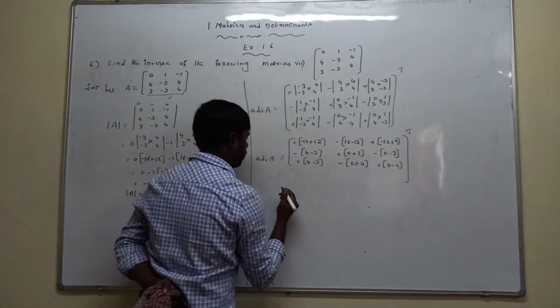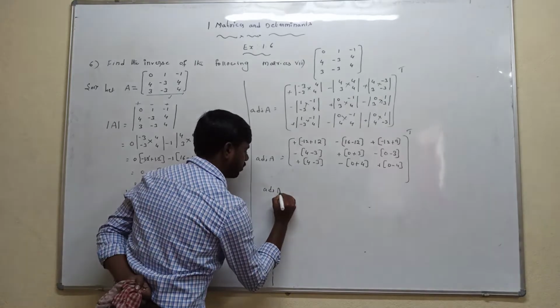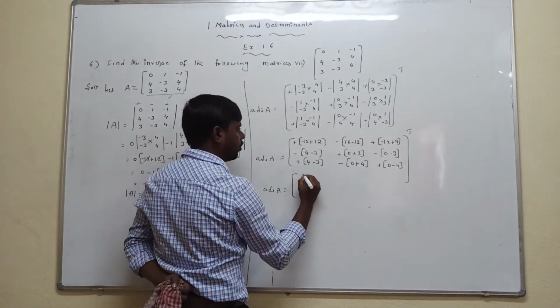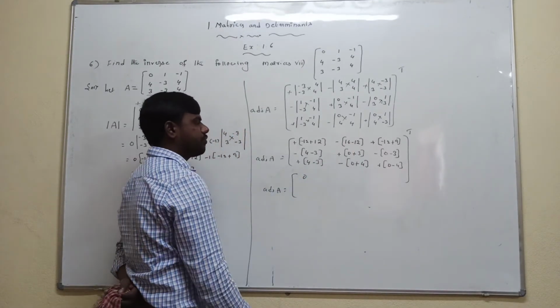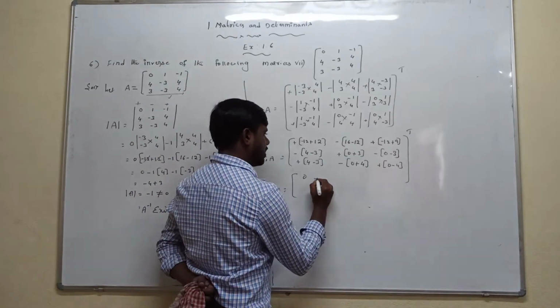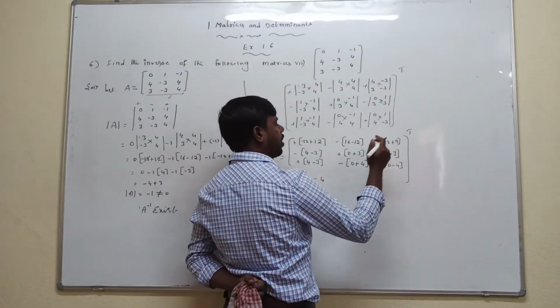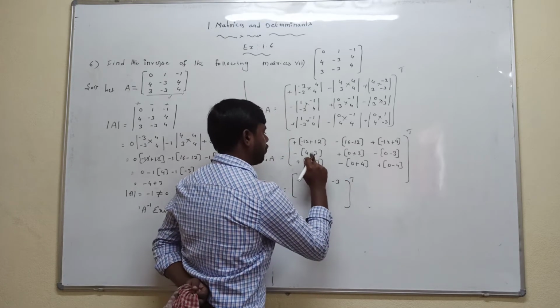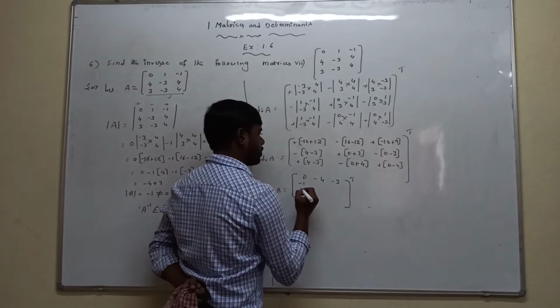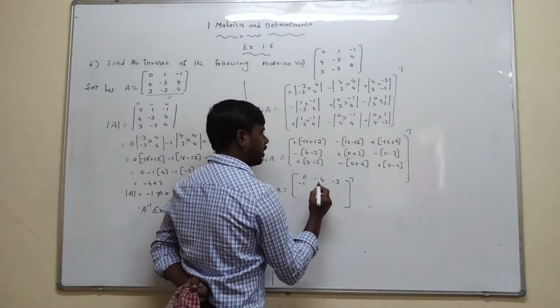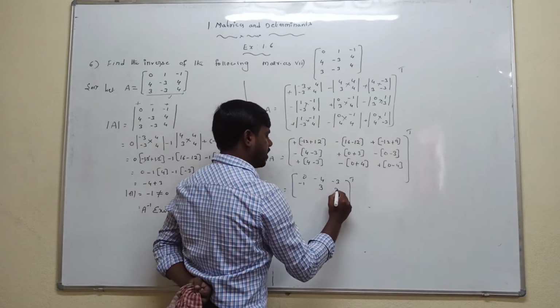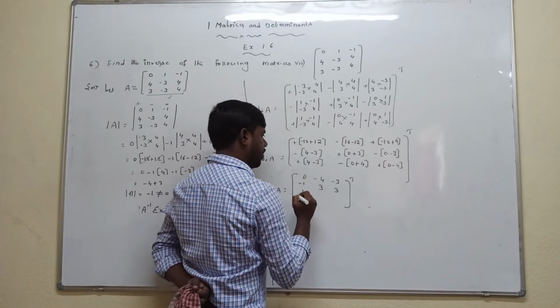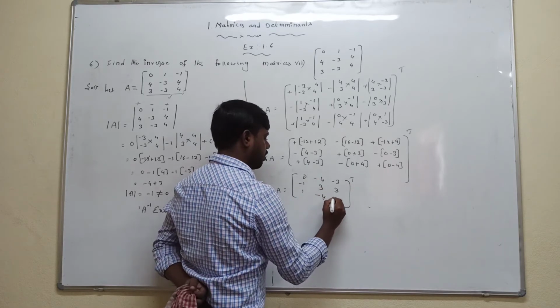Now simplify this one. 0, 16 minus 1, that value is 4. Minus into plus 4, that value is minus 4. Minus 12 plus 1, that value is minus 3. 4 minus 3 is 1, minus 2 plus 1 is minus 1. 0 plus 2, that value is 3. Minus into minus 2, that value is plus 3. 4 minus 3 is 1. Minus 4, minus 4.